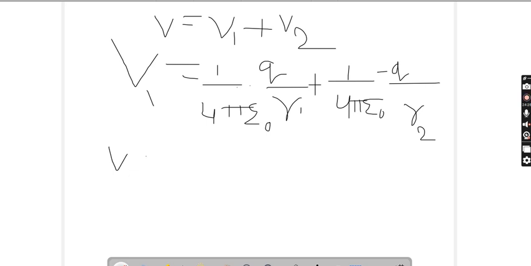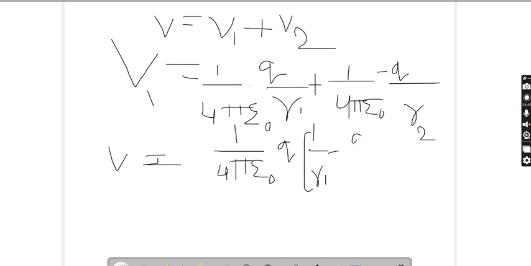What will be the common here? V is equal to 1 divided by 4 pi epsilon naught is common and Q is also common. So if you take common 1 divided by 4 pi epsilon naught and Q, what will be the inner difference? That is 1 by R1 minus 1 divided by R2.